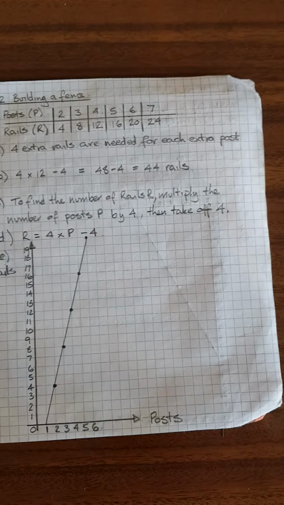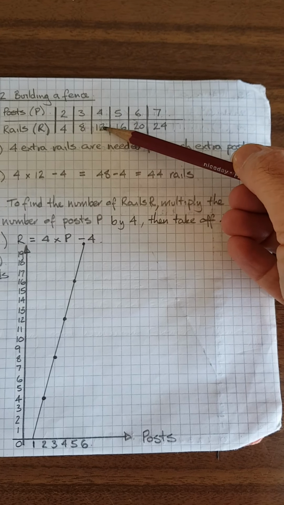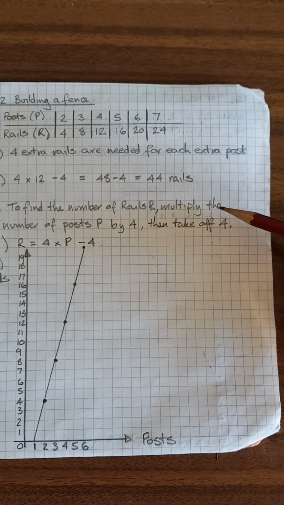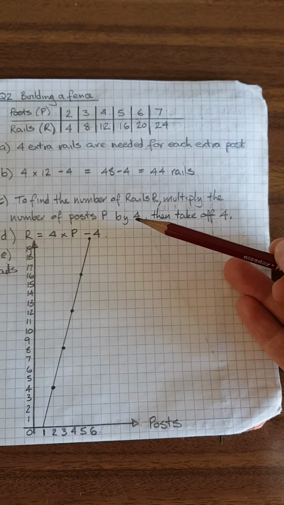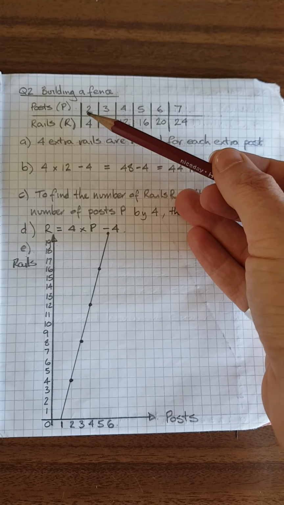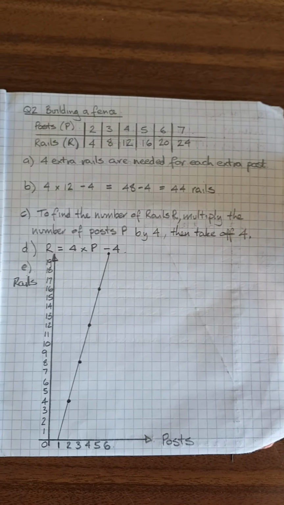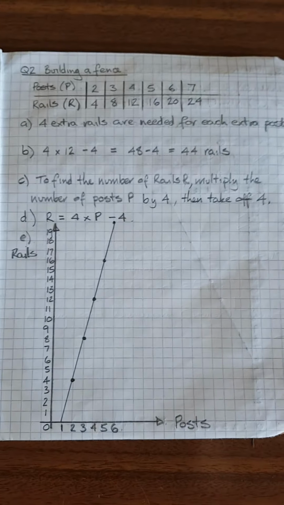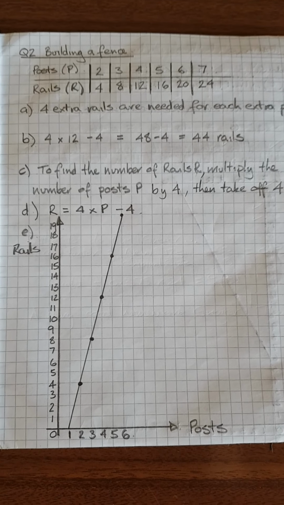So here we are adding 4 each time. That's the multiplier. Okay, so we're multiplying by 4. And then 4 times 2 is 8. And how do we adjust that to get 4? We take 4 back off. That's where I'm getting my information from there. It gives us a formula, R equals 4 times P, take away 4.